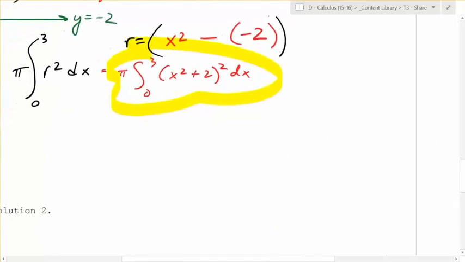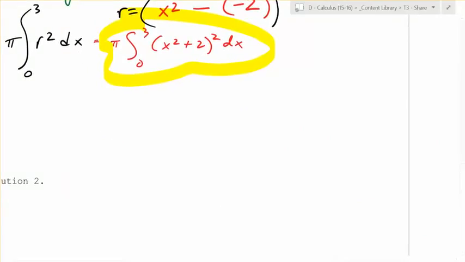Well, you can do it either by substitution or... what? Or expand it. Let's expand it, shall we? So what do we end up with? Pi, 0 to 3. Can someone who hasn't spoken yet just tell me what it expands to?